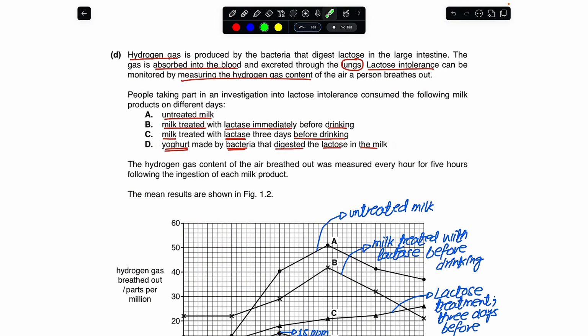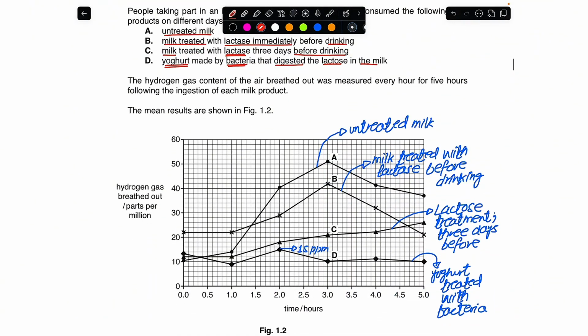Now, after these people were given these kinds of milk products on different days, what the scientists measured later was how much hydrogen gas was breathed out by the four groups of people, A, B, C, and D, and they measured it every hour for a total of 5 hours after they ingested each of the milk products.